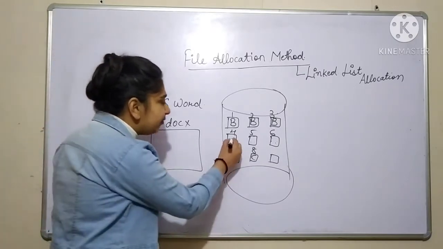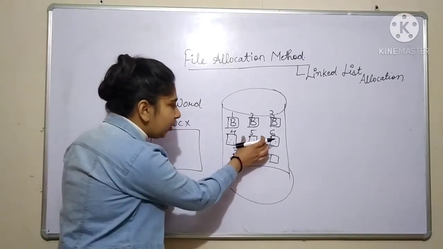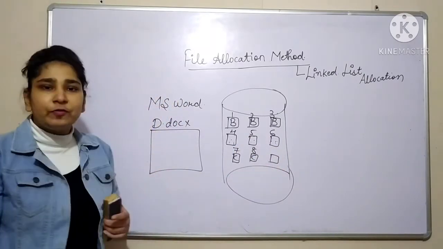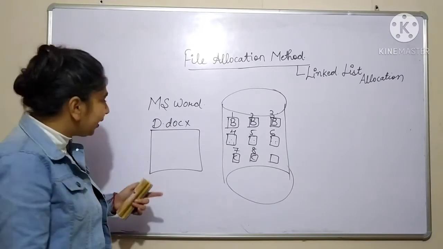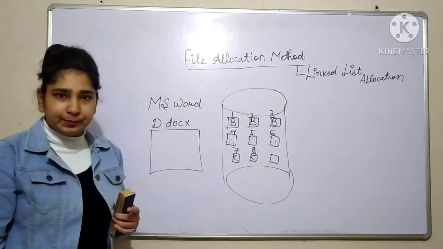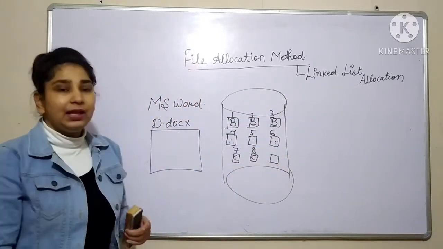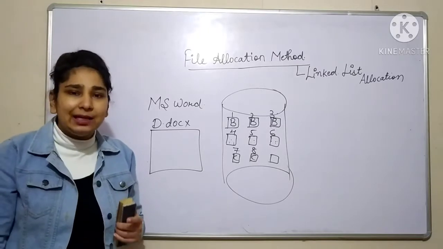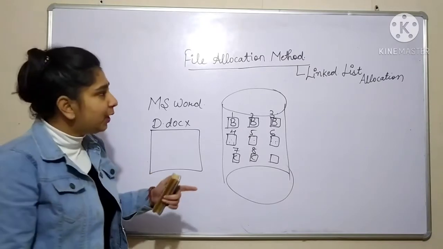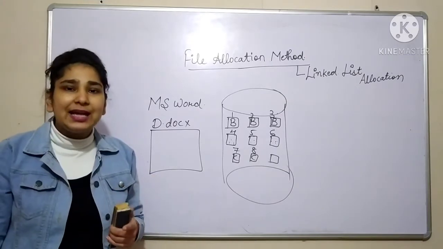But we don't have any contiguous 4 blocks. We have 3 blocks present here and 1 block present here, and your d.docs file needs 4 blocks. So you cannot save the d.docs file in a contiguous manner. In that case, we make use of linked list allocation. The benefit of linked list allocation is that you can make good use of space.